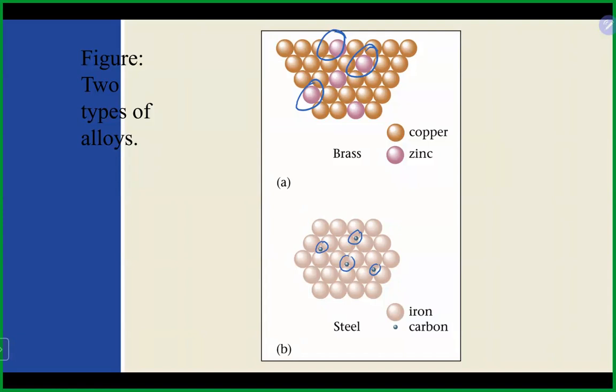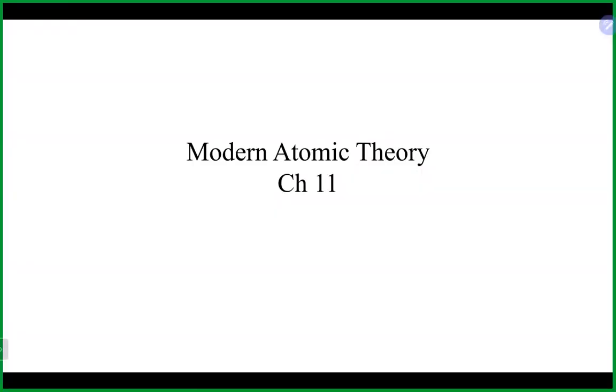All right, that wraps up chapter 14. So we're going to go to chapter 11 here. Okay, so off to chapter 11 here. We finally got back to it. In this chapter, we're basically going to talk a lot about electrons and relate modern atomic theory to what is happening with electrons.